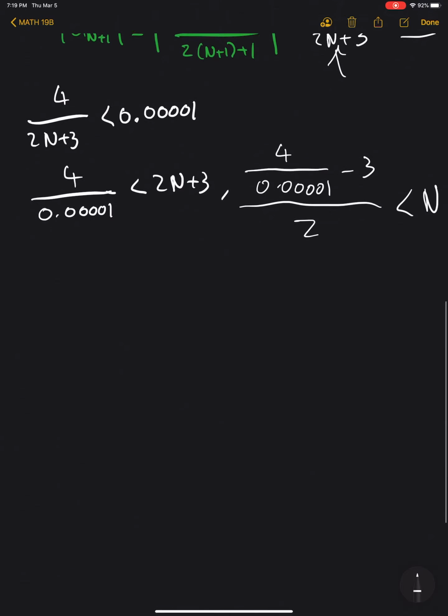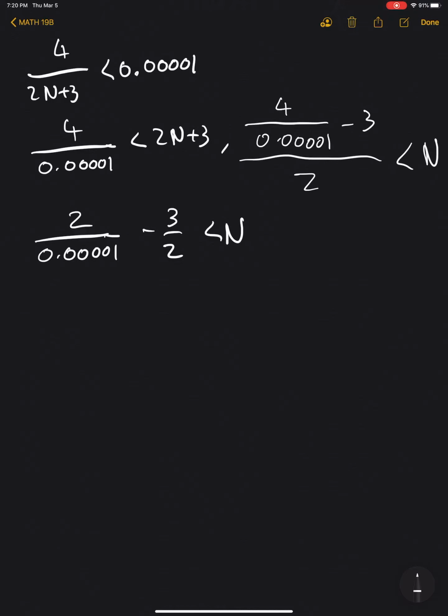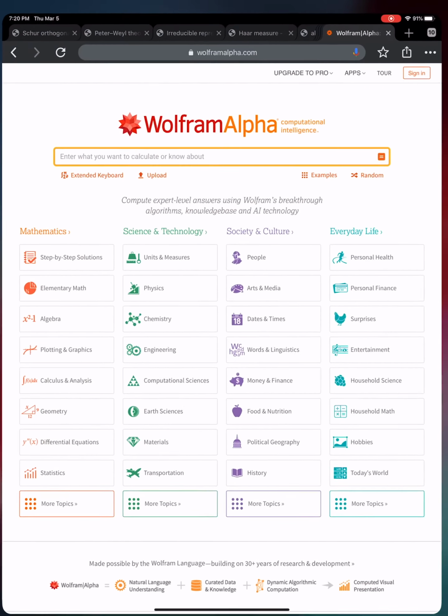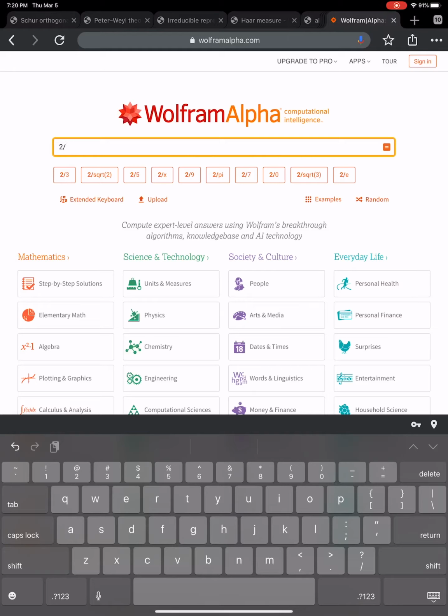So in other words, if we simplify this a little bit more, what we end up with is 2 divided by 0.00001 minus 3 halves should be smaller than n. So now I can grab a calculator and compute this number, and that will give me the estimate for the least amount of terms that I have to add in order to get this desired error. So I'll just go to my calculator and compute what is this number.